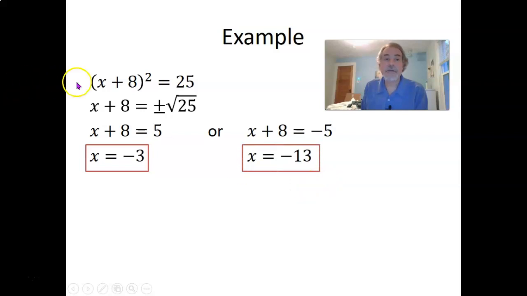If x is negative 3, plus 8 would be 5, and 5 squared would be 25. If x is negative 13, plus 8 would be negative 5, and negative 5 squared is also 25.